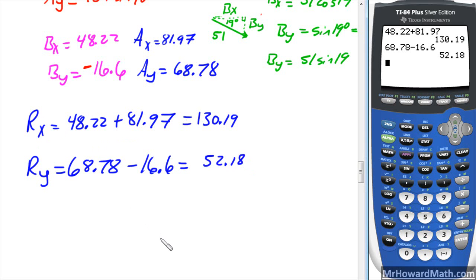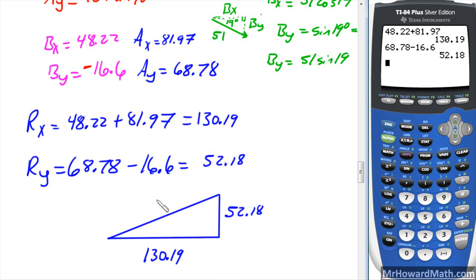So now we can draw a triangle from that. So we'll have our resultant horizontal component labeled 130.19. Our resultant vertical, it is upward, 52.18, like this. It is upward because it's positive. Had it been negative, we would draw it down here like this. And then the actual resultant vector r would be there.